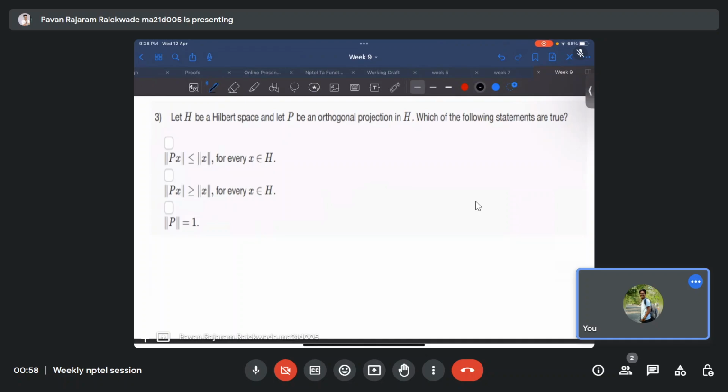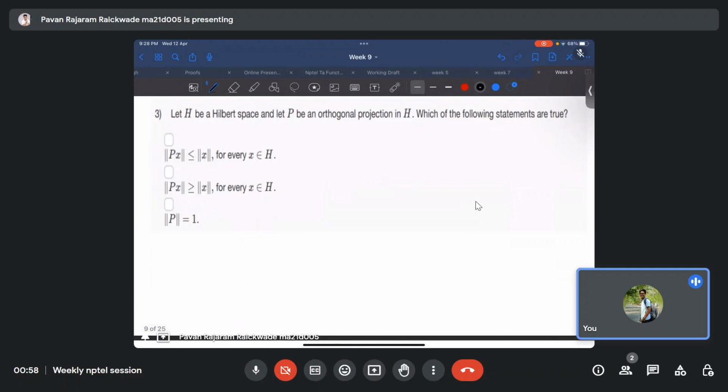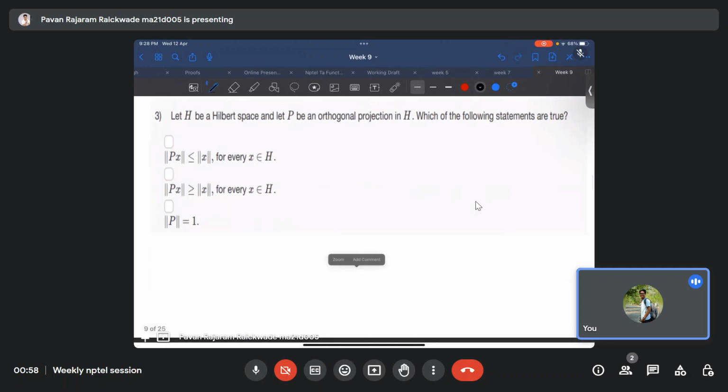Third one, okay. It's just an orthogonal projection. So the third one we can directly cancel, because suppose the null space of the orthogonal projection is not just {0}, then there exists x not equal to 0 such that Px is 0, right? That means norm Px will be 0, but norm x is non-zero. So this is wrong. Now the first and the second you have to check.